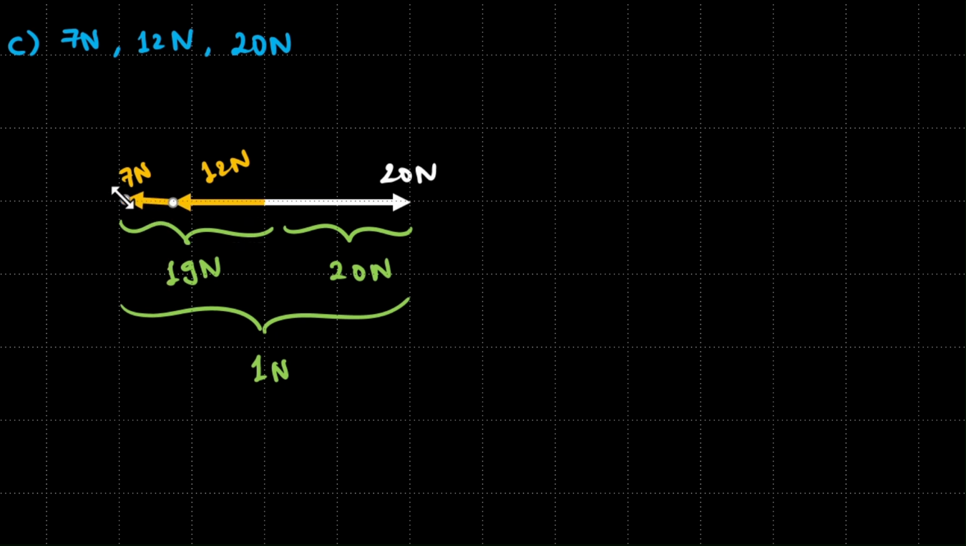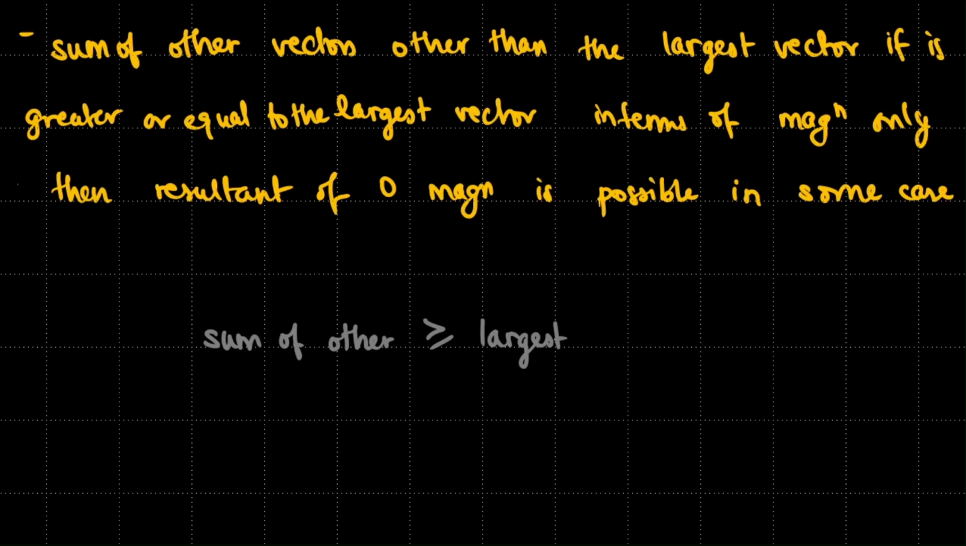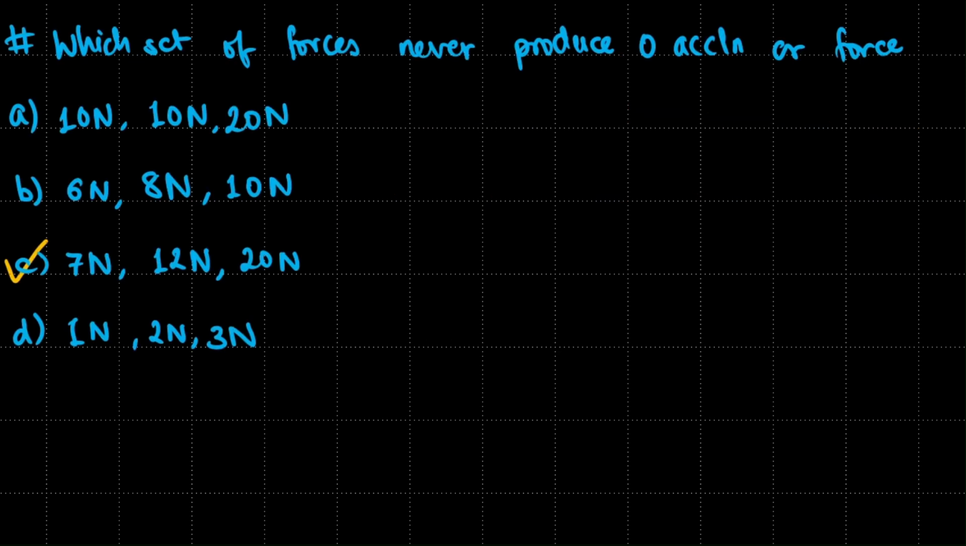So I can rotate it. A question that you might have is, isn't a vector defined by its angle and its magnitude, so its direction and its magnitude? That's right. But in this case we are not given the direction, so it can be any direction, and the question is which of these can never produce zero.